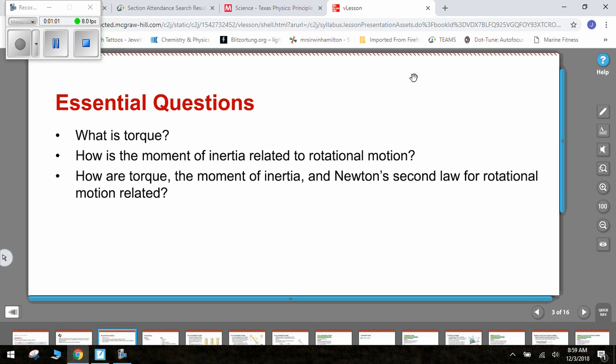Okay, our essential questions. We have, what is torque? How is the moment of inertia related to rotational motion? And how are torque, the moment of inertia, and Newton's second law for rotational motion related?